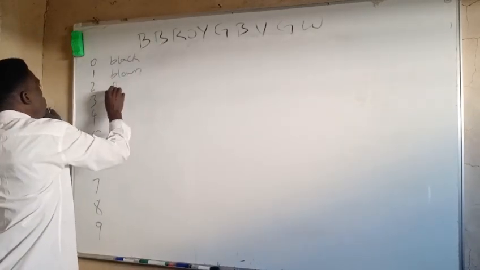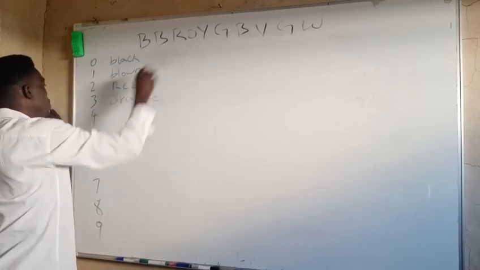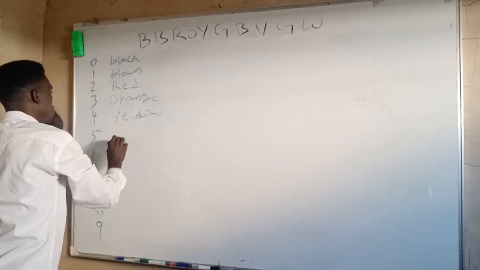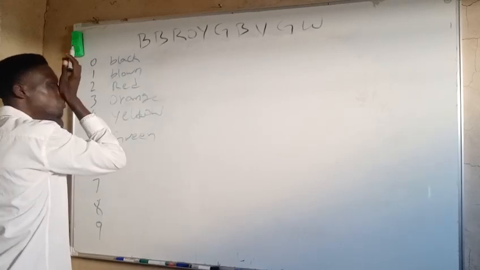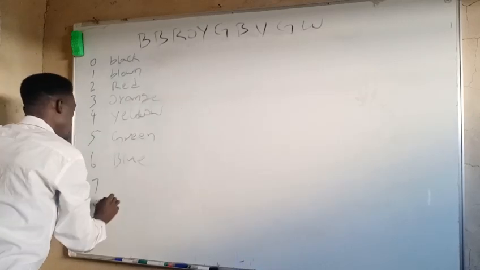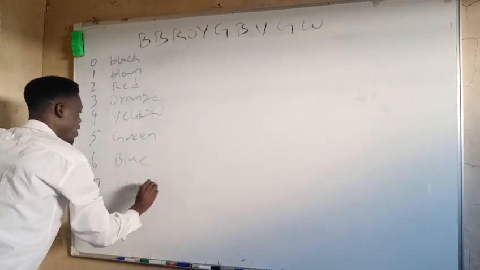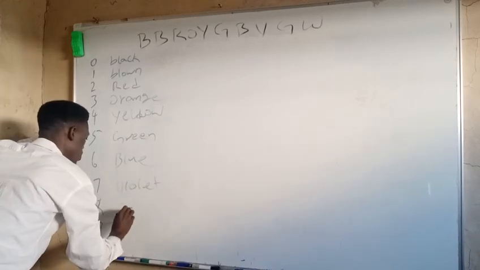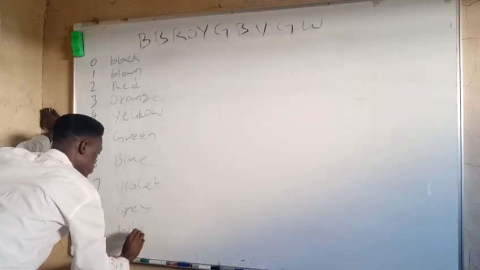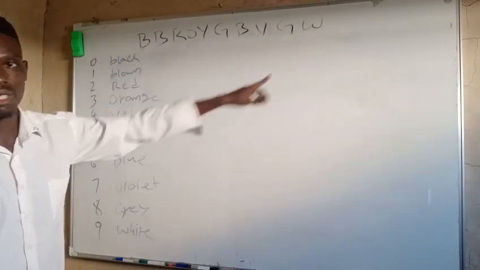This is red, orange, yellow, green, blue, violet, gray, and white. You see, with all this, you arrange the resistor times table.